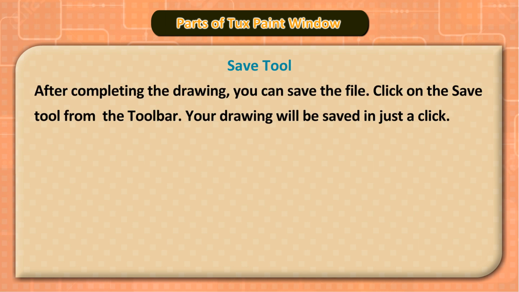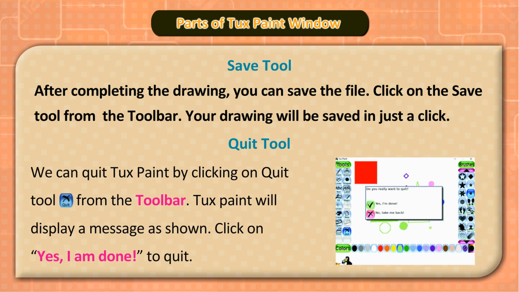Save tool. After completing the drawing, you can save the file. Click on the Save tool from the toolbar. Your drawing will be saved in just a click. Quit tool. We can quit Tux Paint by clicking on the Quit tool from the toolbar. Tux Paint will display a message as shown. Click on Yes, I am done to quit.